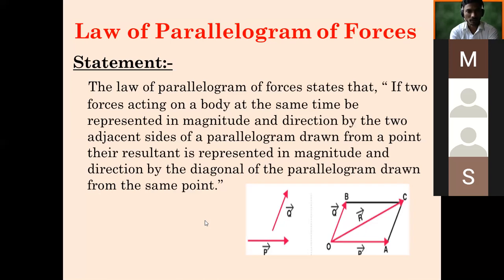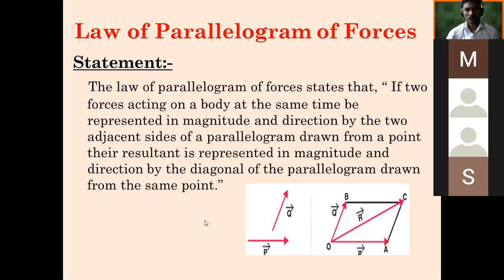So what does this statement tell? If there are two forces, what is the condition for the two forces? The two forces should be concurrent. What is the meaning of concurrent? Meeting at a single point. The lines of action of both the forces should meet at some point which will be common to both. That is the most important. One is concurrent and the other is coplanar. Their lines of action should lie in a single plane. That is coplanar.